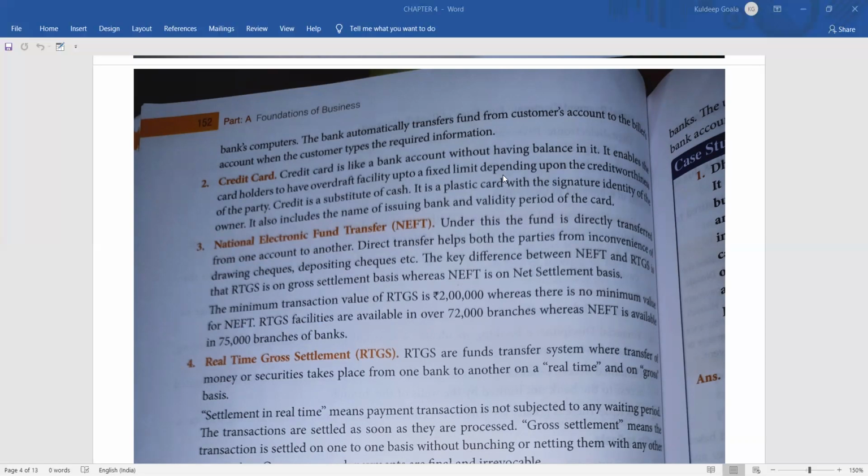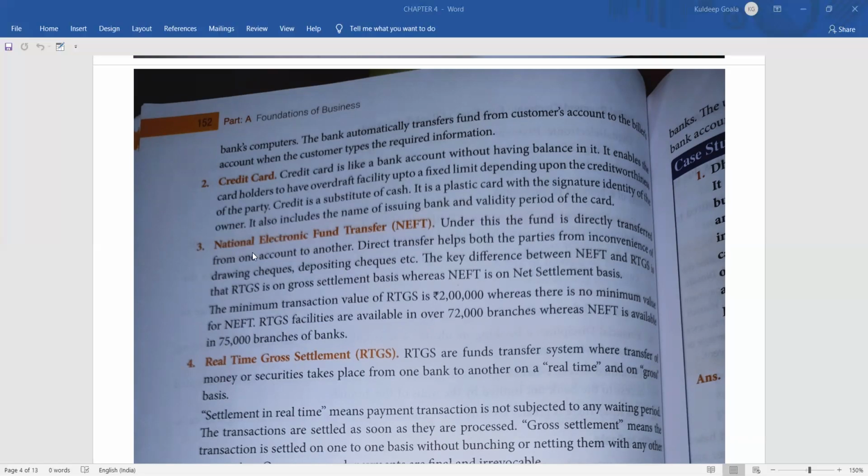Okay, overdraft facility type of thing, depending upon the creditworthiness of the party. How much is your creditworthiness? Creditworthiness means the ability of a person to pay. Okay, credit is a substitute for cash. It is a plastic card with the signature identity of the owner. It also includes the name of the issuing bank and the validity period of the card.